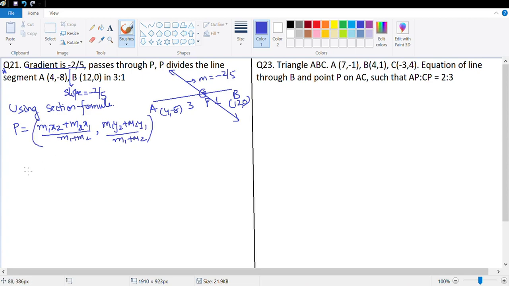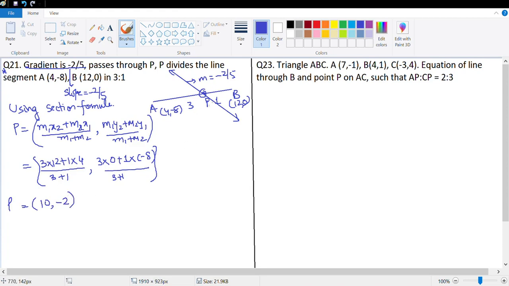Now let me substitute values. m1 is 3, x2 is 12, m2 is 1, x1 is 4, upon 3 plus 1. For y, m1 is 3, y2 is 0, m2 is 1, y1 is negative 8, and m1 plus m2 is 3 plus 1. So this becomes 36 plus 4, that's 40 divided by 4, which means 10, and 0 minus 8, so negative 8 divided by 4, which means negative 2. So my point P is (10, -2).